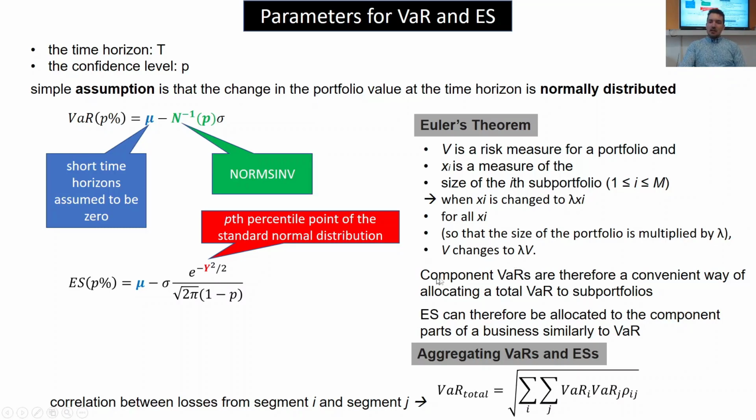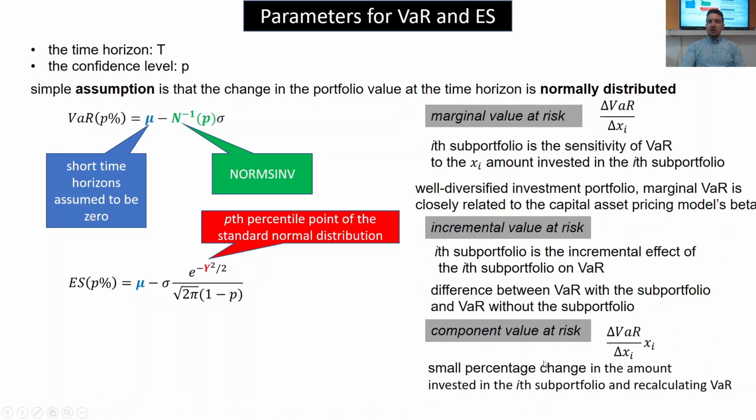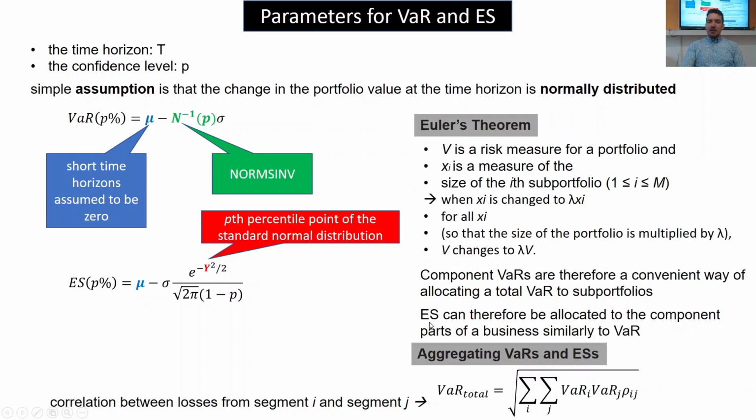Okay. Component VaRs are therefore a convenient way of allocating total VaR to sub-portfolios. Yeah, because we can do these things. Expected shortfall can therefore be allocated to the component parts, in a business similar to VaR. So practically it doesn't matter. What matters here is that if we have aggregations, then we should add the correlation between them.